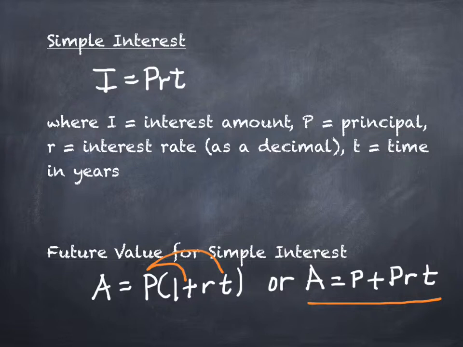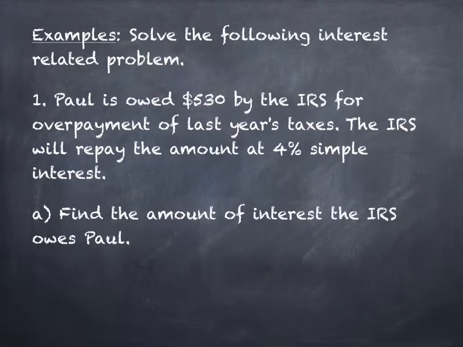I'm going to show the next problem to you, but when I do, we're going to do it both ways so you can see how that would work. So let's take a look. We have Paul, and he is owed $530 by the IRS for overpayment of last year's taxes. The IRS will repay the amount he's owed at 4% simple interest. And we're going to find the amount of interest the IRS owes Paul.